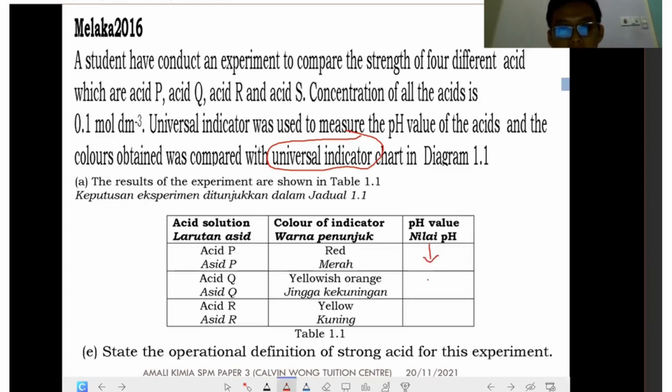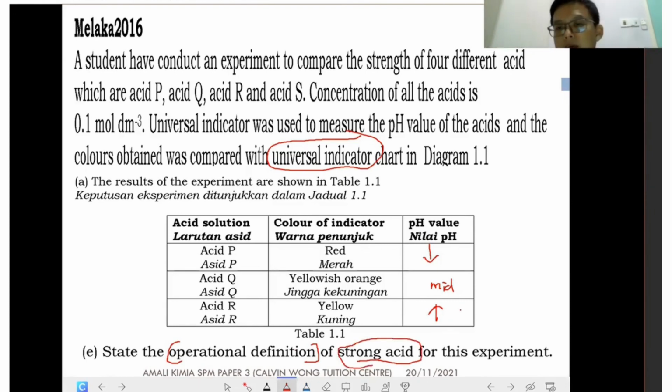The yellowish is in the middle. The yellow one is quite a higher pH, more toward alkali already. So weak acid. Actually, the pH they will show you, they will give you in the diagram. So now the question is asking about the definition of strong acid.